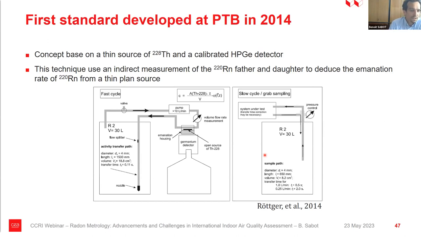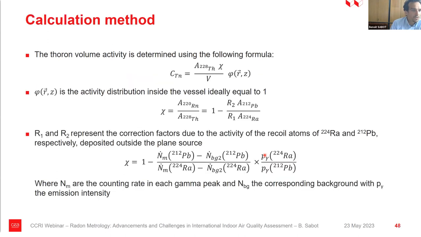And this technique that was published can be used to deduce the thorium concentration inside the volume, which will depend, in fact, on the activity of the thorium 228 source, the emission rate, the volume of the chamber, and a kind of factor that is, in fact, the distribution of thorium inside the vessel, which ideally is equal to one because you have a homogeneous distribution, but which is in reality very difficult to have homogeneous inside the chamber.